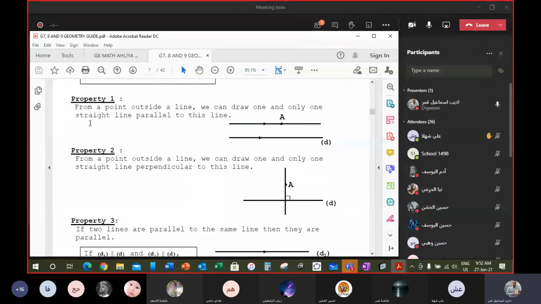From a point outside a line, we can draw one and only one straight line parallel to this line. So I have a straight line D and a point A outside this line. I can draw only one line parallel to D passing through A.